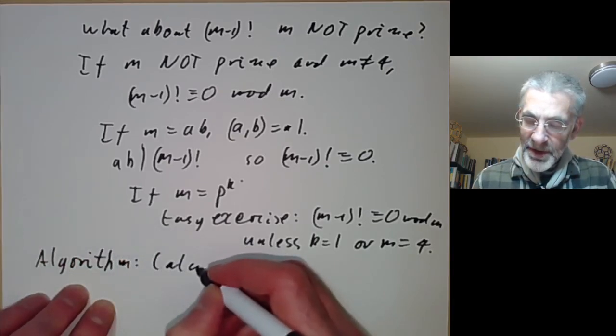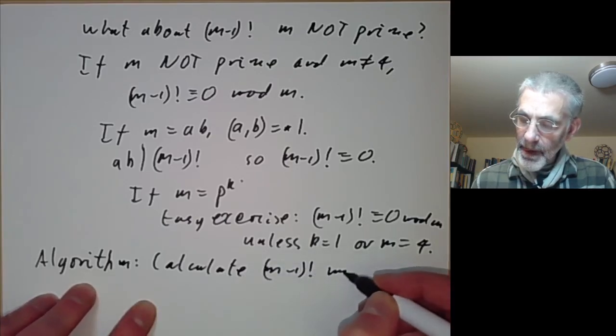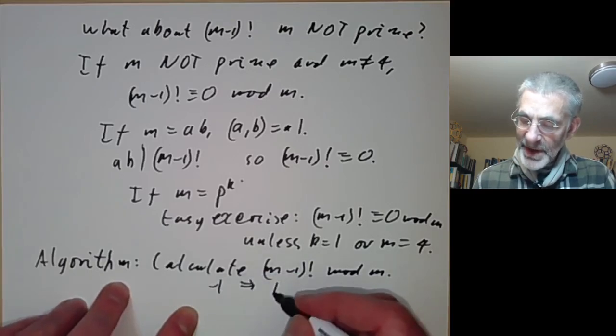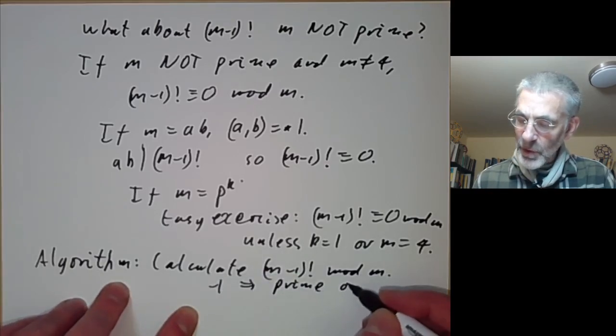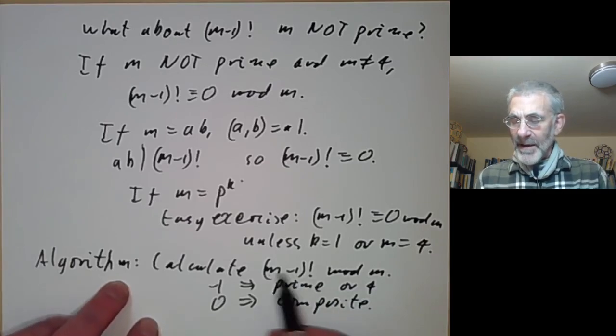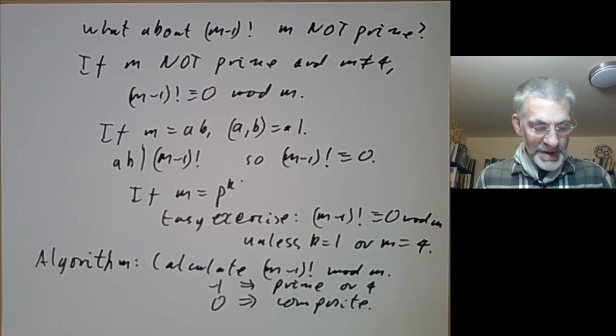All we do is calculate (m minus 1) factorial mod m. If the result is minus 1, it means m is prime or 4. And if the answer is naught, it's composite. Well, the problem here is that it's very difficult to calculate factorials mod some other number.